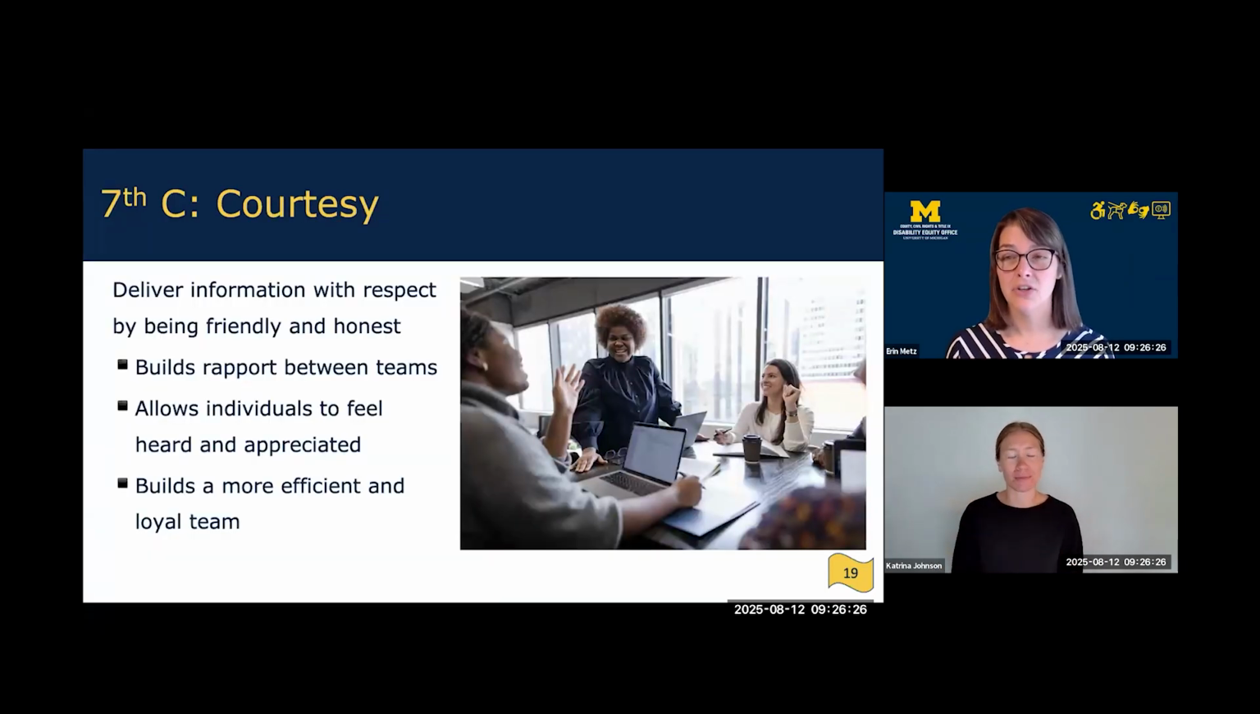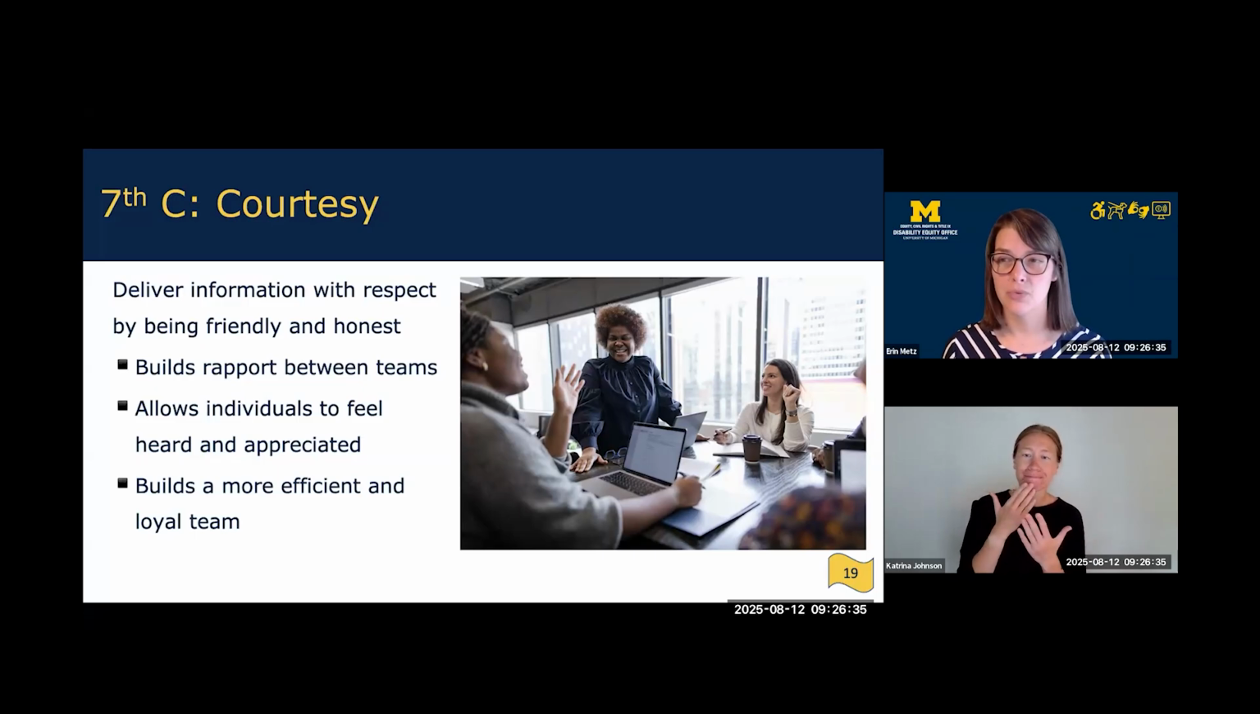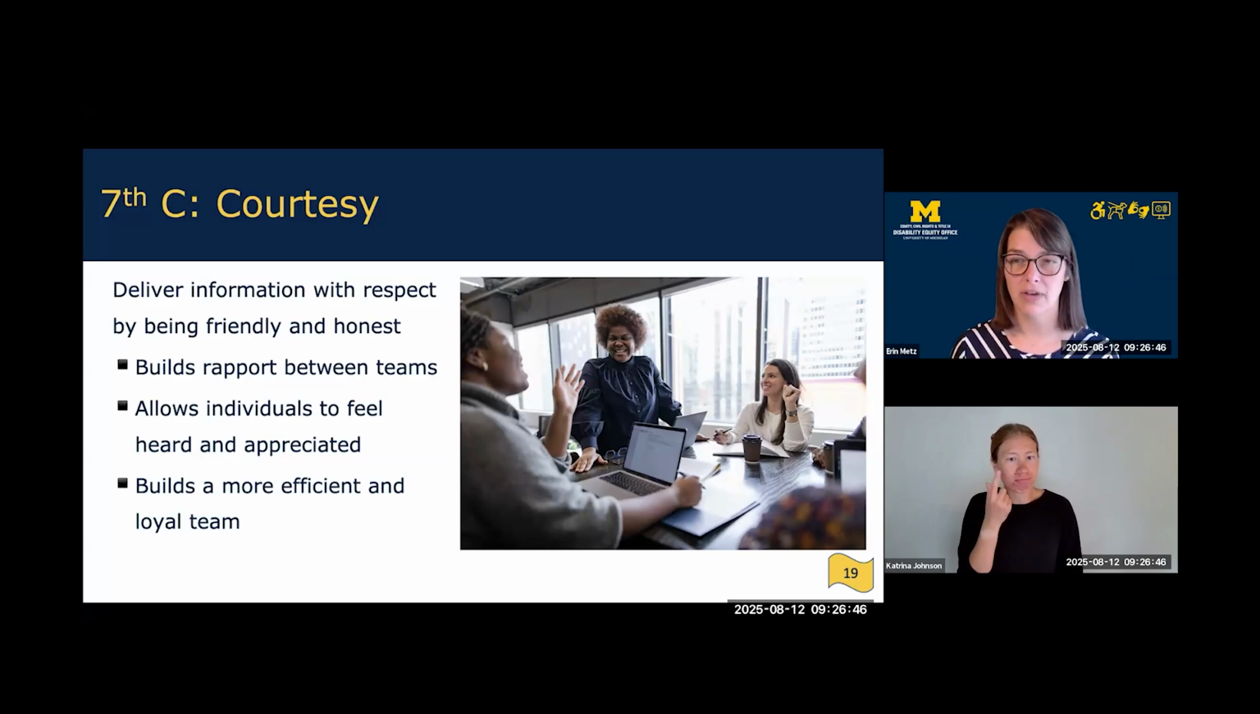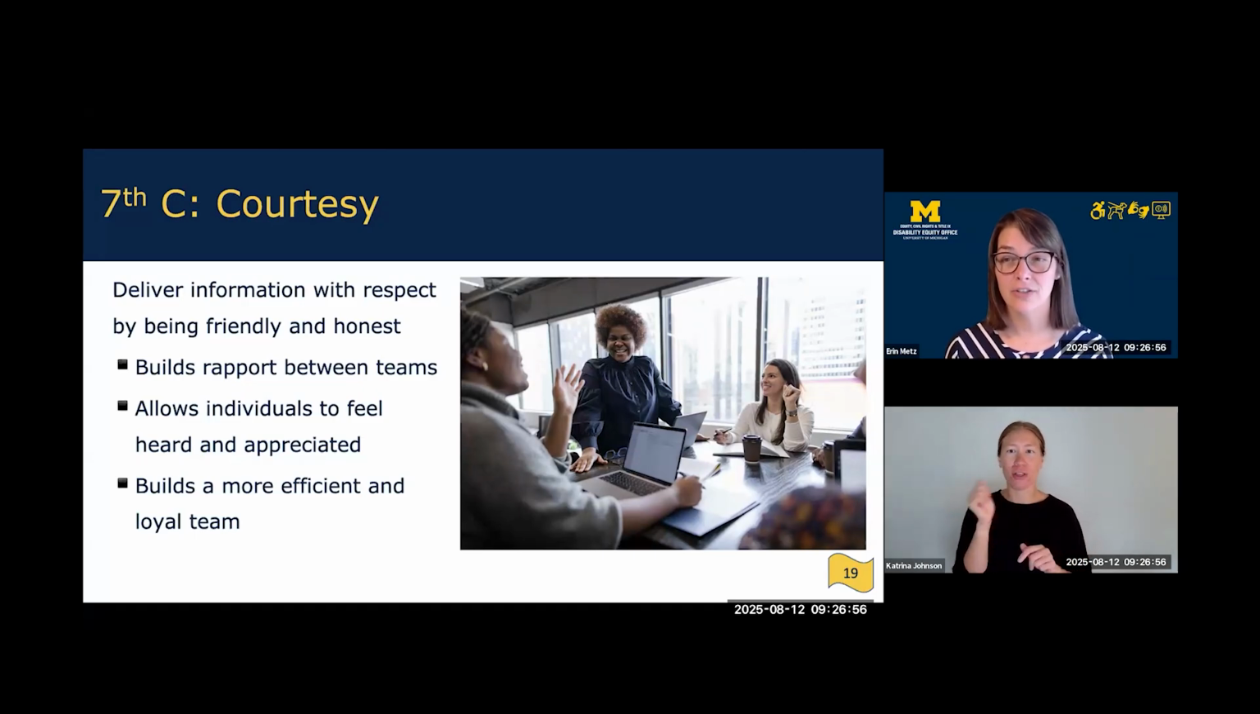And the seventh C is courtesy. Courtesy in communication means delivering your message with respect, kindness, and honesty. Approaching interactions with courtesy helps build rapport and trust among team members and colleagues. When individuals feel heard and appreciated, it fosters a more efficient, positive, and loyal team environment. Practicing courtesy involves considering the perspectives of others, showing respect, being polite, and exercising good judgment in your interactions.